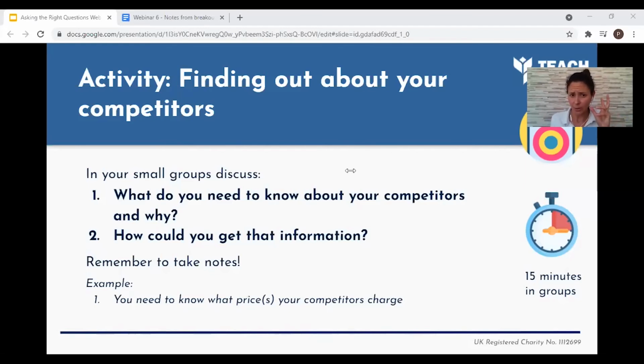Remember, it's a two-part question. What kind of information you will need and why, and how you can get that information. So I'm going to give you 12 minutes to work on those two questions in your small groups and see what you come up with. What else do you need to know about your competitors, aside from the price, which is the example that we gave you, and how could you find out that information? And remember to take notes so then we can share, when you're back from the room, your insights.